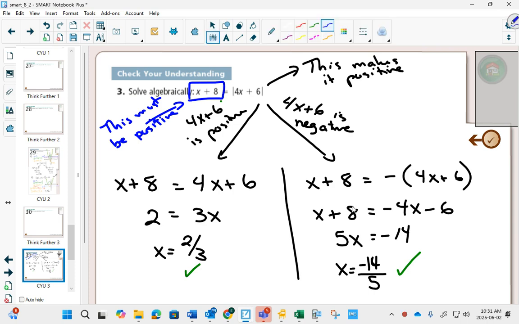Questions for practice on this one? Circle 11 and 12. Graphically, you'd have to graph the V graph and graph x plus 8 and see where they intersect.